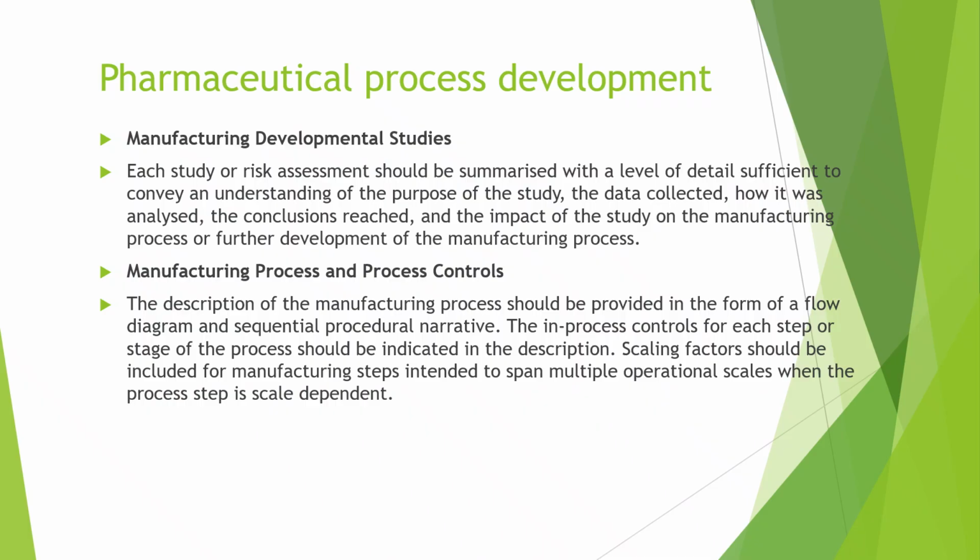Description of the manufacturing process should be provided in the form of a flow diagram and sequential procedure narrative. If required, there should be some flow diagram mentioned in the process. In the process control, for each step or stage, the process should be indicated with a description. Scaling factors should be included for manufacturing steps intended to span multiple operational scales when the process step is in scale development.